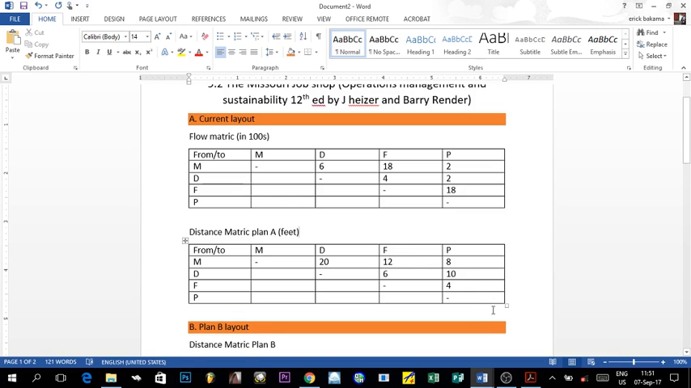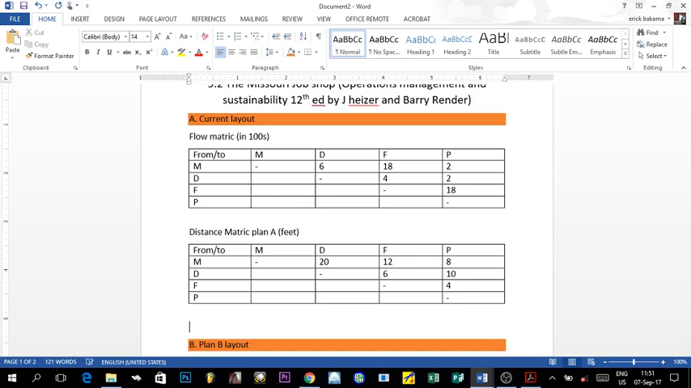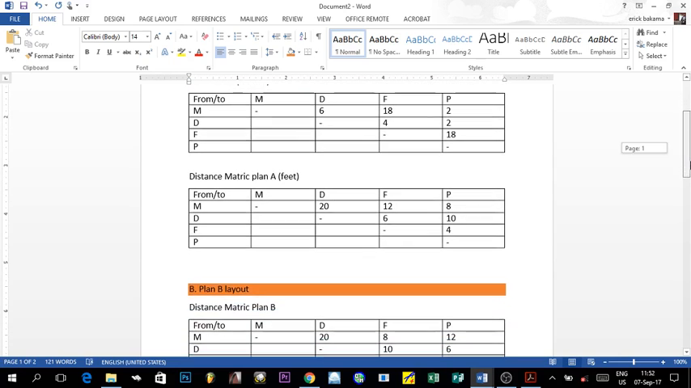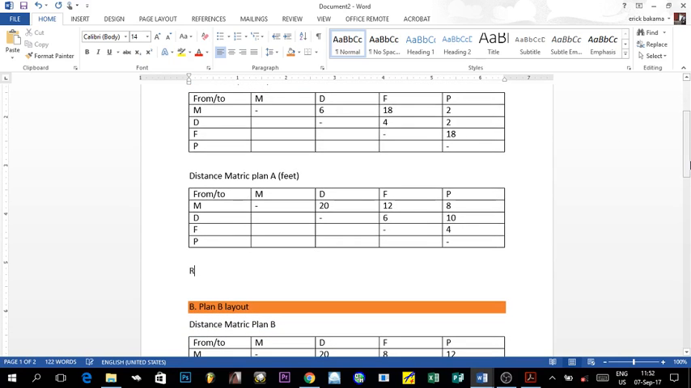So the first thing that we need to do, as we did for the MPC, is use our rows. So we have row one. Row one is telling us that we start with the distance and then we multiply by the number of units that are moving. Row one, we are working for M here. M and D, the distance is 20. How many units are moving from M to D? We have 6 units that are moving. So we have our 6 units here.